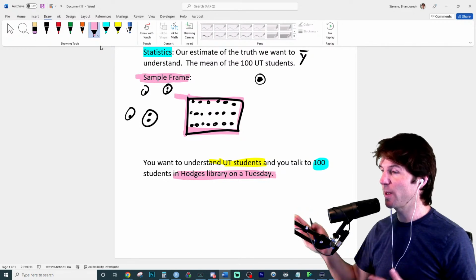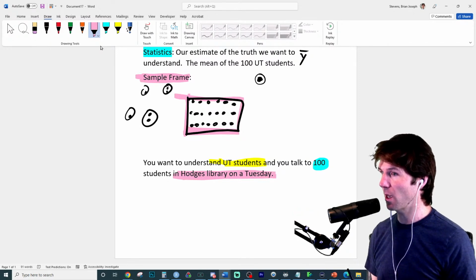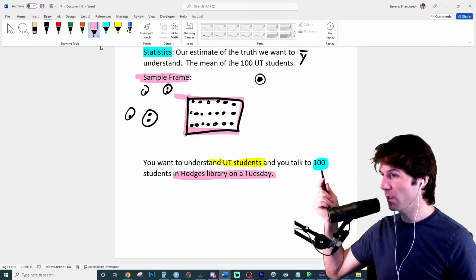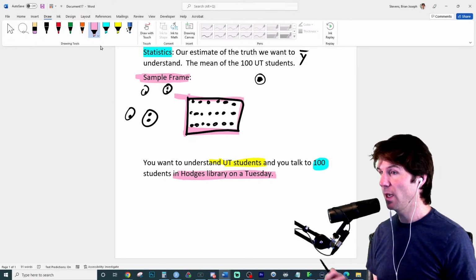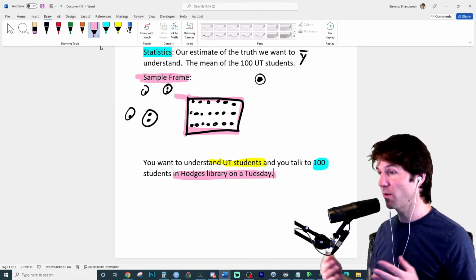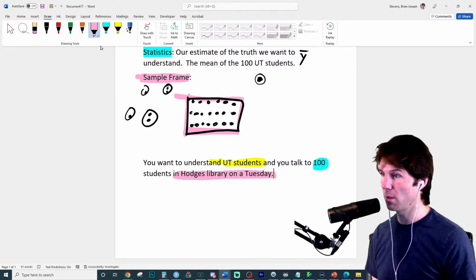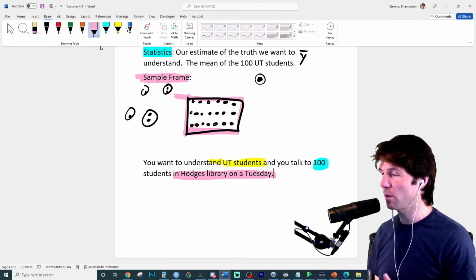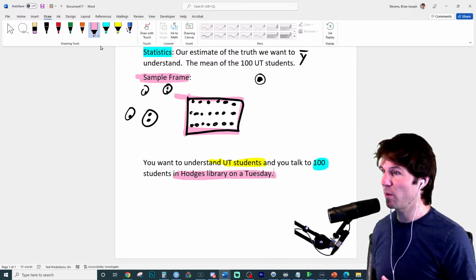So theoretically, you could speak to any student in Hodges Library on that Tuesday. The 100 is how many you spoke to, your sample, and then the UT students is everyone you want to understand in total. So you don't have access to all UT students. You have access to students who are in the library on that Tuesday. Does that make more sense, Michelle? Like what a sample frame is?